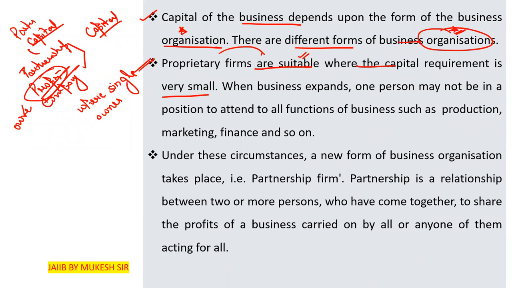When the business expands, one person may not be in a position to attend to all the functions of a business, such as production, marketing, finance, and so on. Under these circumstances, a new form of business organization takes place, that is the partnership firm. When we are expanding our business, we need business partners.